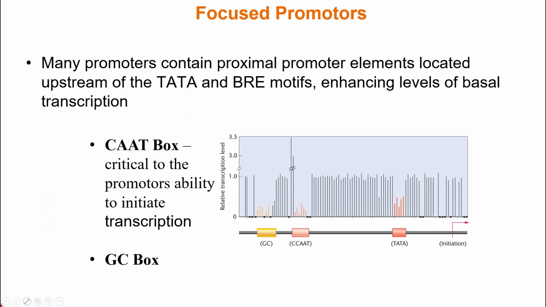The promoters contain our proximal promoter elements. These are located even further upstream from our TATA box or our BRE core promoters. And these enhance transcription. So if things bind here, we're going to have more transcription occur. An example would be the CAT box, where we have the CAT motif. There's another one called the GC box.